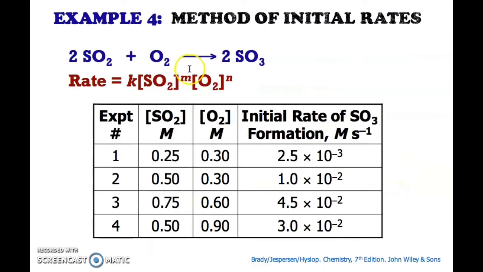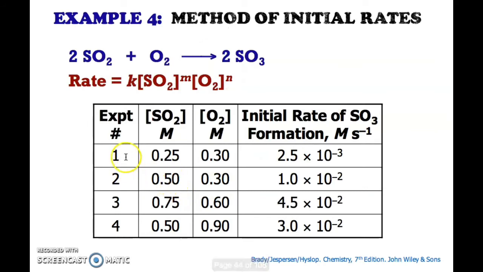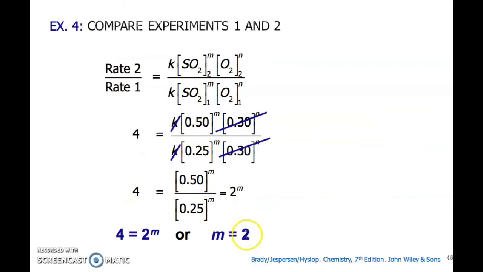This is another example. This is the rate for the reactant SO2, and this is O2, and this is the exponent m and n, and this is the data, and this is the initial rate. You compare experiment 1 and 2. If you look at experiments 1 and 2, they have the same concentration of oxygen, so you can find the exponent m. If you compare experiments 1 and 2, you get m is equal to 2.